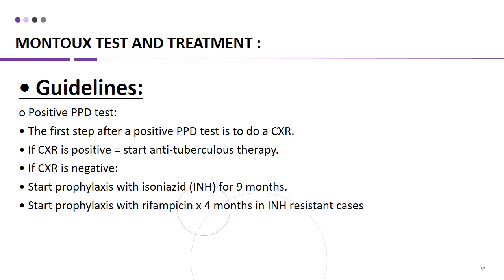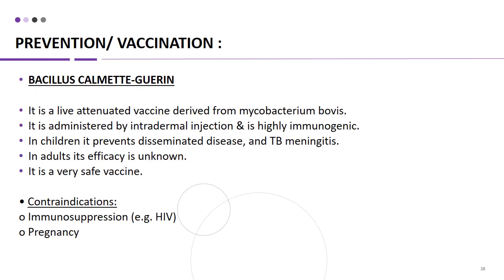Positive PPD test: the first step after a positive PPD test is to do a chest X-ray. If the chest X-ray is positive, then you have to start anti-tuberculous therapy, and if the chest X-ray is negative, then you have to start prophylaxis with isoniazid for 9 months, and prophylaxis with rifampicin for 4 months in cases of isoniazid resistance.